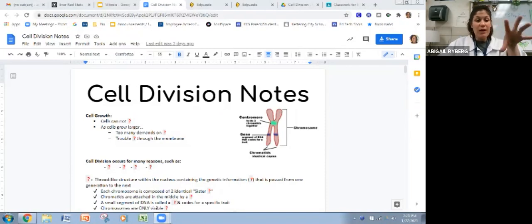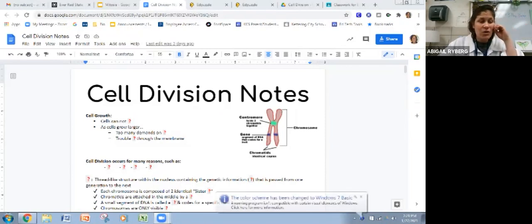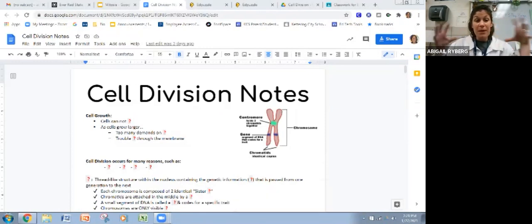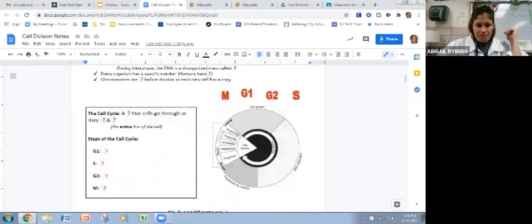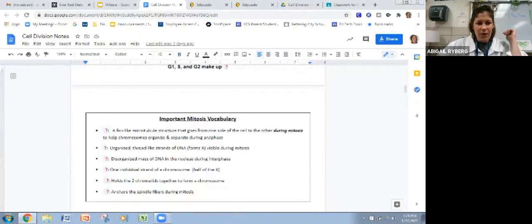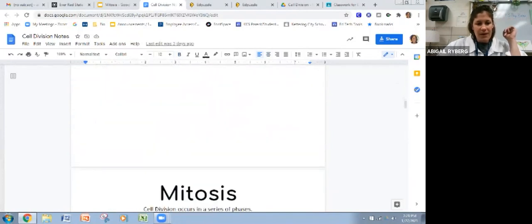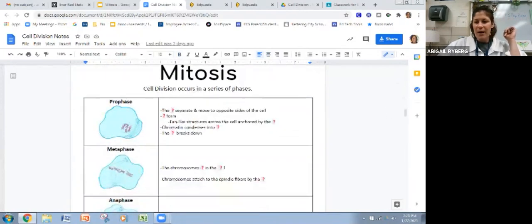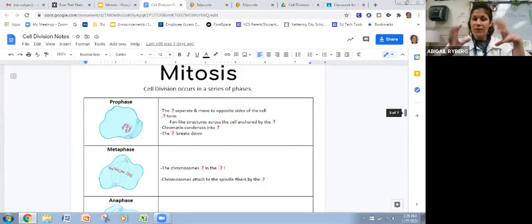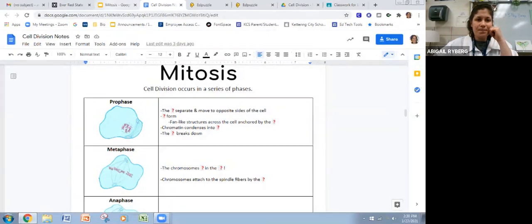So if you look at our cell notes packet, you should already have this portion completed, which is just on the big picture on the cell cycle mostly. And then you should have the vocab terms completed by now. And then if you scroll down to the beginning of page 3, you'll see there, this is where we are. So we're gonna only focus on mitosis. So make sure that you're filling in these notes as you're listening to this lecture.